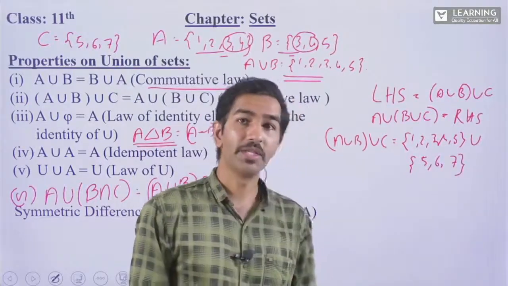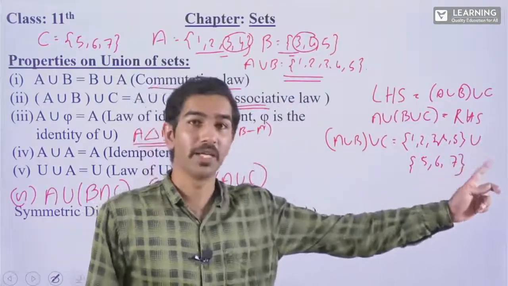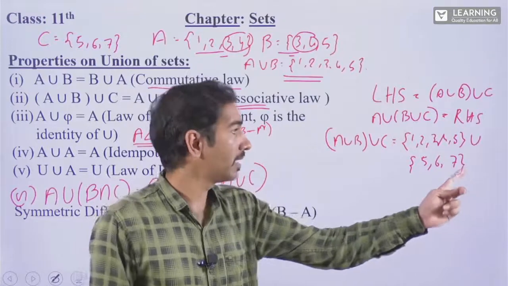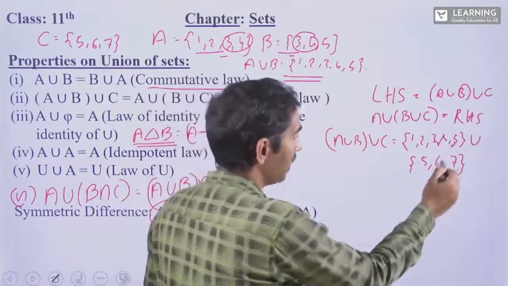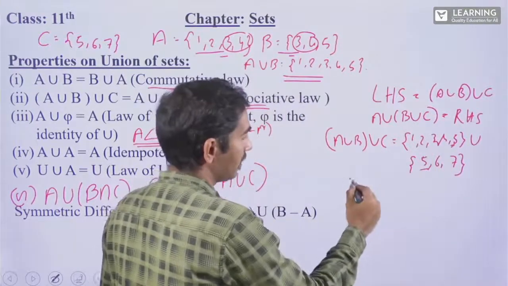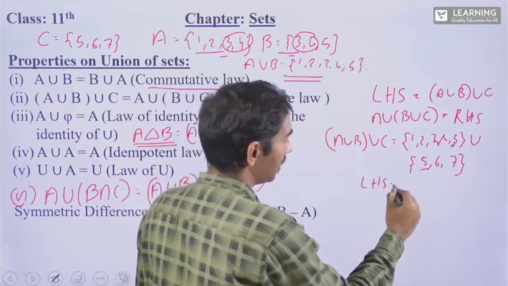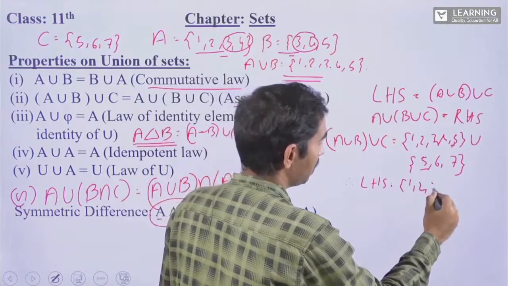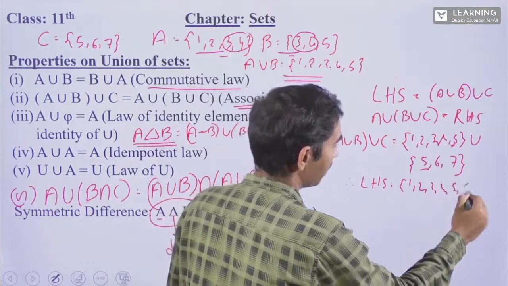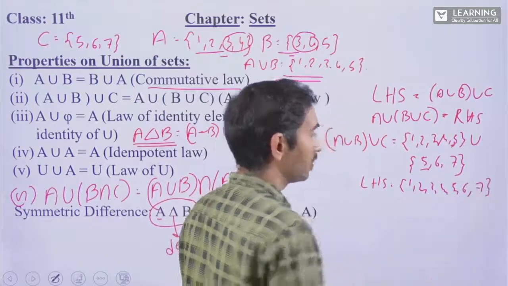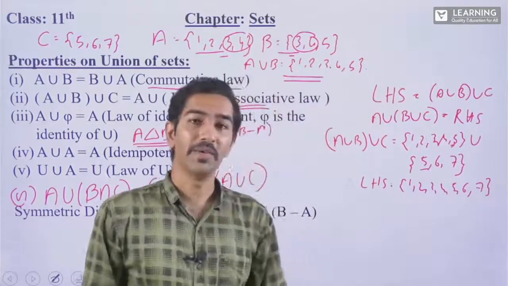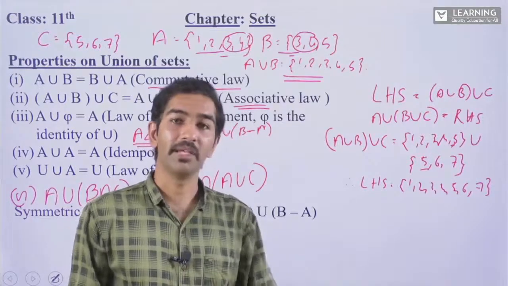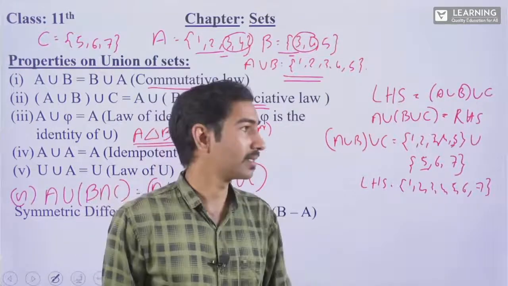So again, which operation are we using here? Union operation we are using. That means we have to write the repeating elements only once. So 5 is repeating in both the sets. Therefore, LHS will be equal to 1, 2, 3, 4, 5, 6 and 7. So this is our LHS. Okay, we'll also find the RHS, but finally we have to prove LHS is equal to RHS.